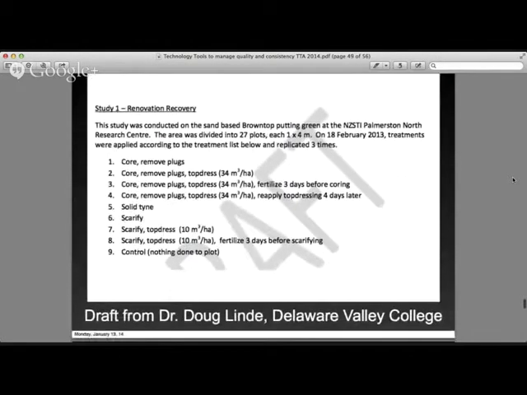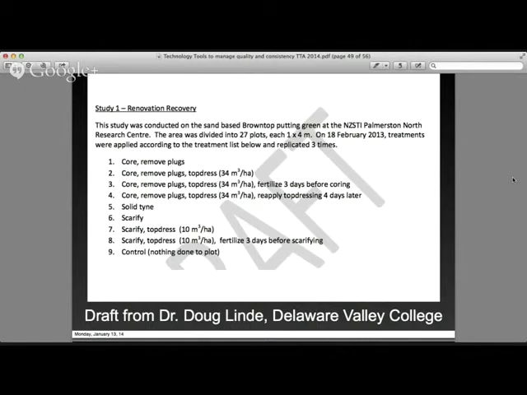Doug Lindy did in New Zealand on his sabbatical, looking at a number of different ways to aerify and top dress and do core aerification, and looking at what happens to the green's trueness after renovation. And I think one of the real nice things about this instrument is it gives us the potential to be able to communicate to golfers just what the impact of a particular aerification or cultivation practice is going to be on your ability to make putts.